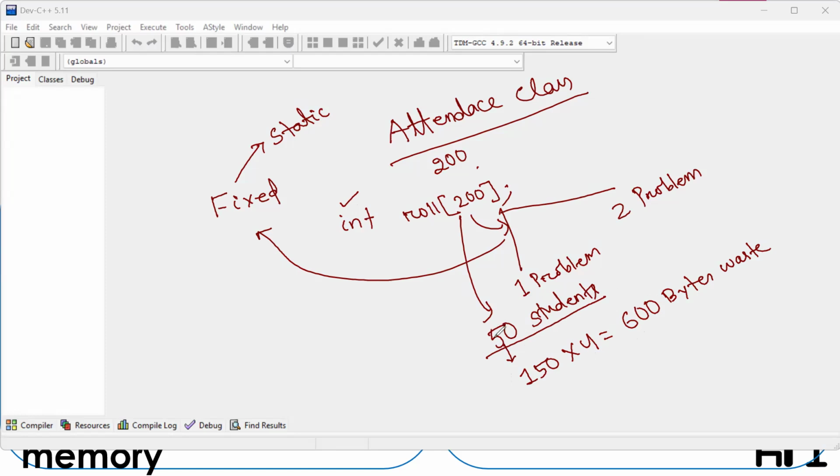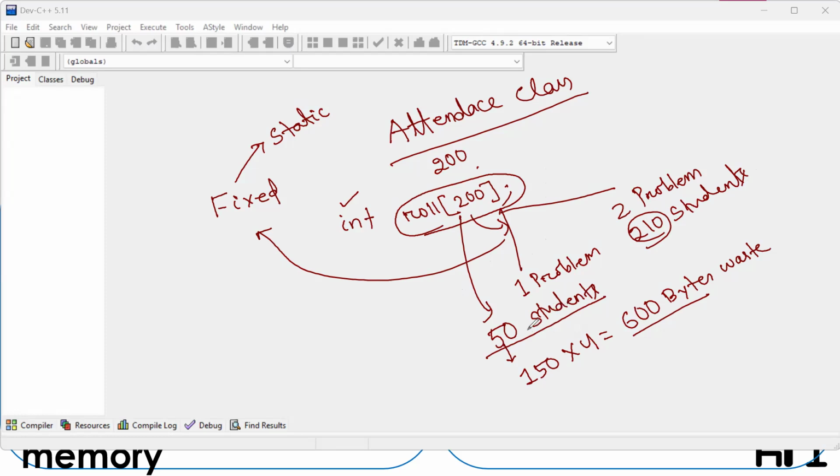If my requirement is less, then memory wastage will be there because at the time of declaration, I have fixed the size of the memory. Second problem: suppose this year around 210 students have taken admission. Now how will I manage, because I cannot exceed the size? So if my need is more, then I cannot extend the memory size.